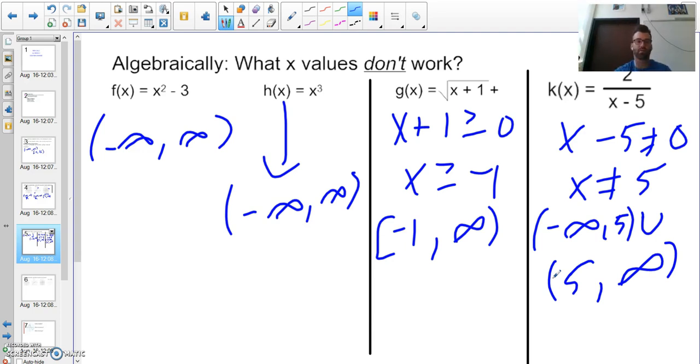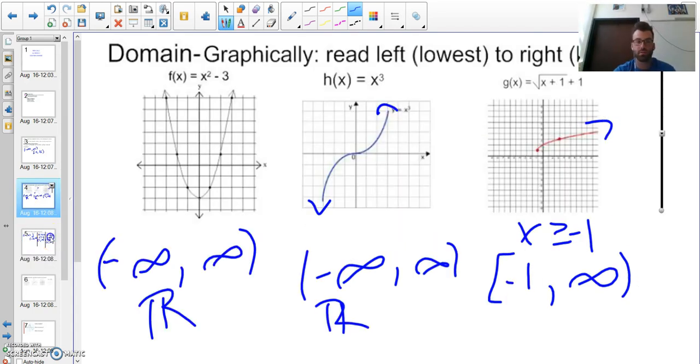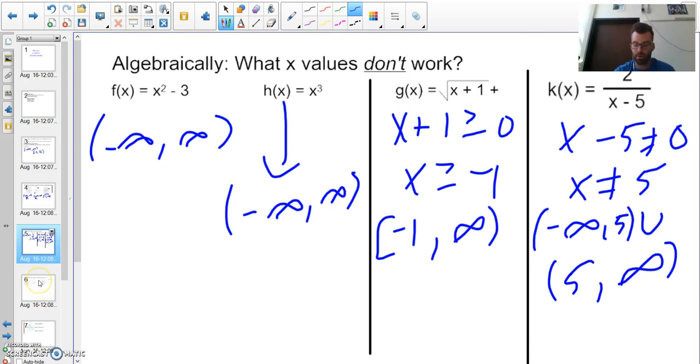Okay, and we'll look at the graphical representation. We'll look at that in a little bit. Maybe on the next one. I don't know. We'll see. Here we go. The suspense is killer.